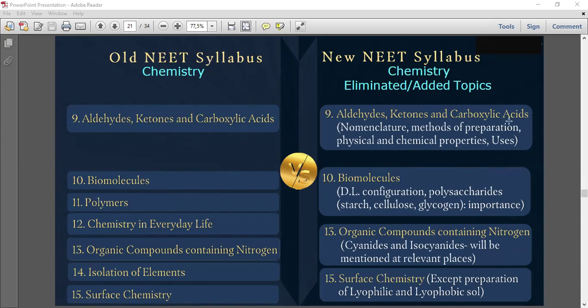And aldehydes, ketones, carboxylic acids, nomenclature, method of preparation, physical and chemical properties, and their uses. Next, biomolecules, DL configuration, polysaccharides, starch, glucose, glycogen, and importance. Okay, these are the new topics which were added. Organic compounds containing nitrogen, cyanides, and isocyanides will be mentioned at relevant places. Okay, these topics also you need to study. Then surface chemistry, except preparation of lyophilic and lyophobic solution.